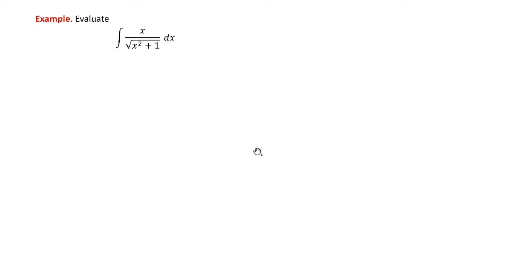Now, here's another problem. See if you can set this up, just a step 0, in the correct form. See if you can write it in a form that helps you apply the substitution technique, the substitution rule.